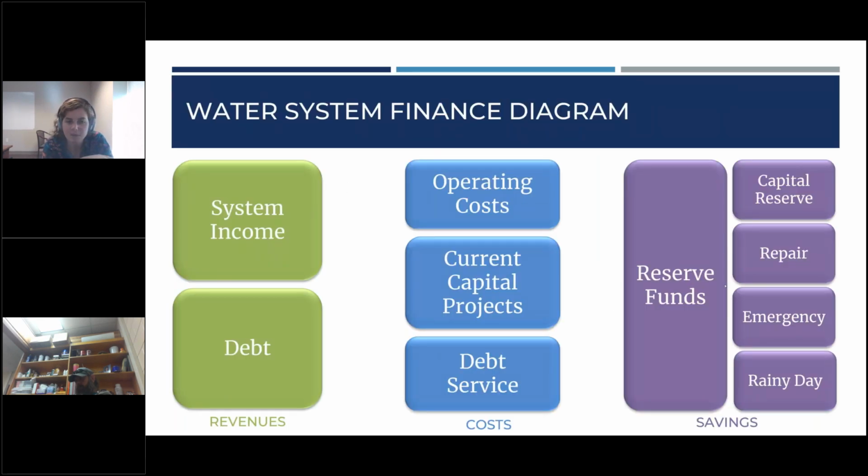So I talked about system costs, I talked about revenues, and I talked about reserve funds, right? Those kind of savings accounts. This diagram is really helpful for thinking about the way that money can flow across those three different categories. So on the left-hand side, we've got system income. And you can see that system income is very flexible, right? It can cover your operating costs, it can go towards current capital projects, it can pay for debt service payments, and it can go into your reserve funds. So your system income, in terms of revenues that you have, it's very flexible in what it can address.